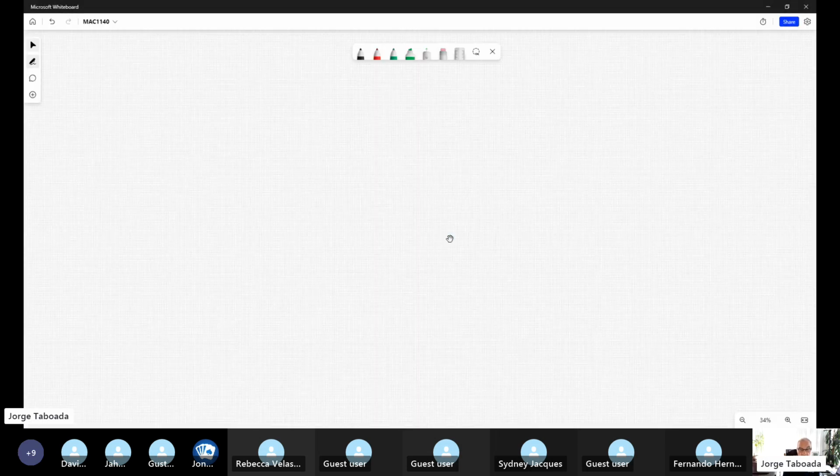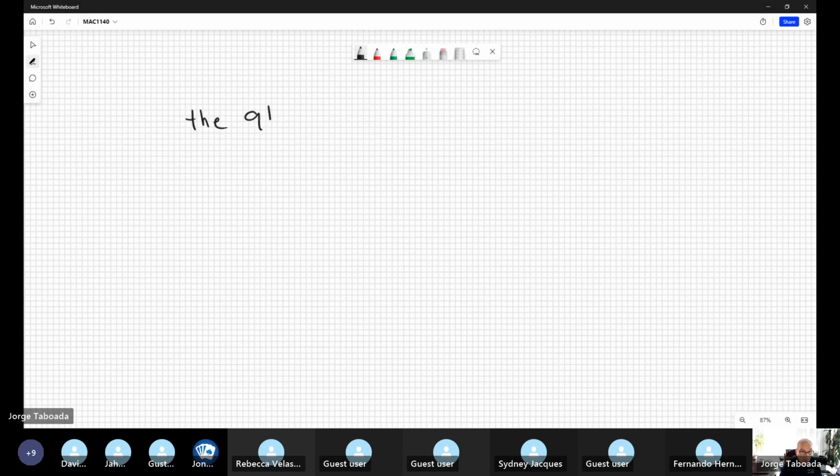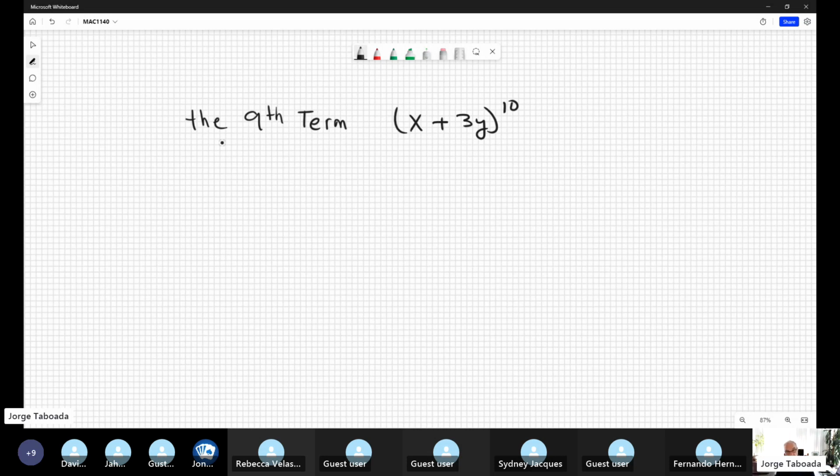One more. Suppose 20 in the review. Find the 9th term in the expansion of x plus 3y raised to the 10 power. Okay, no problema. I know que n es 10. I know que A es x. Y I know que B es 3y.